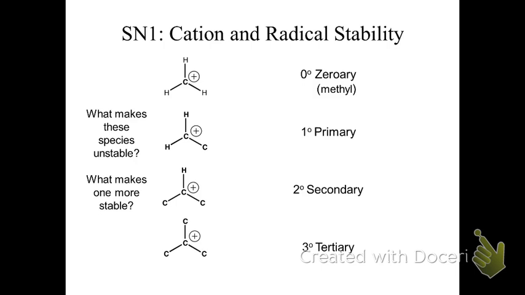Okay? The other thing that we'll look at is in the SN1 reaction. Our very first step was the leaving group to leave. What it leaves behind is a positive charge. So not only do we need a leaving group, but we also have to make sure that the other product of that step is also relatively stable. Okay? So we could look at cation stability.